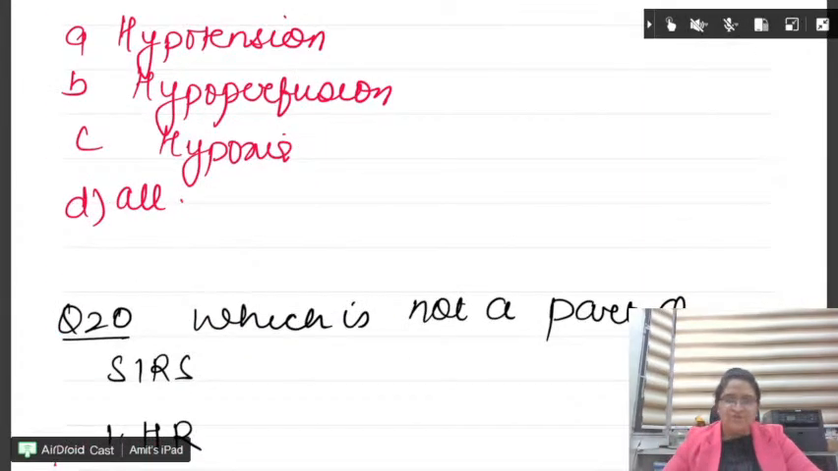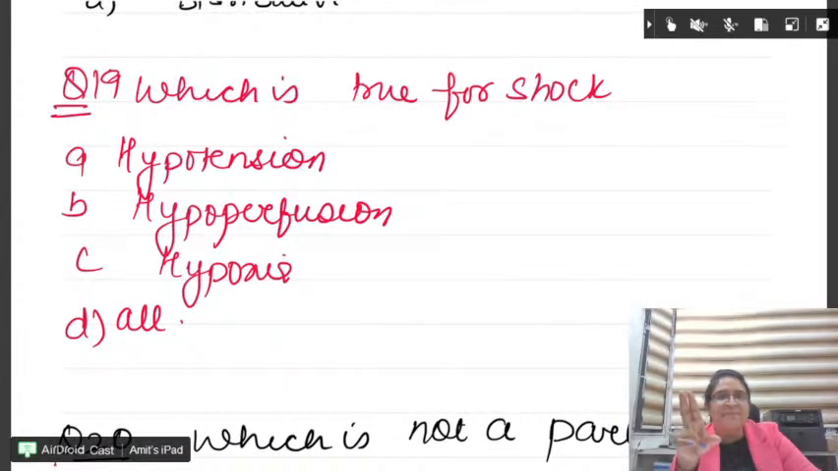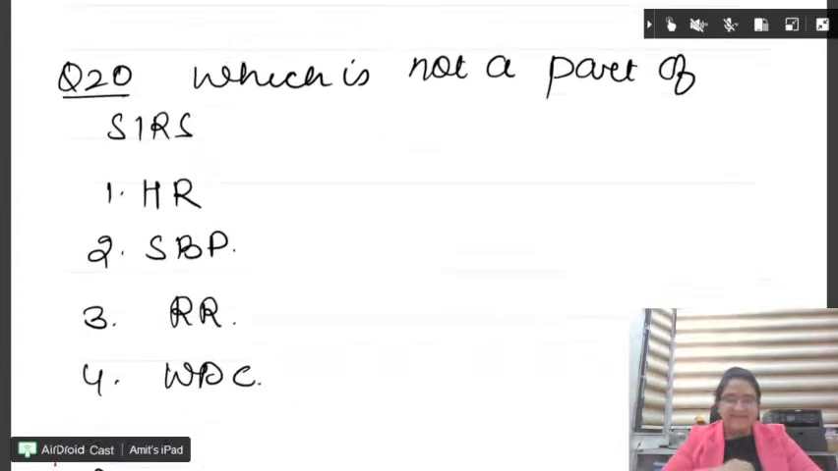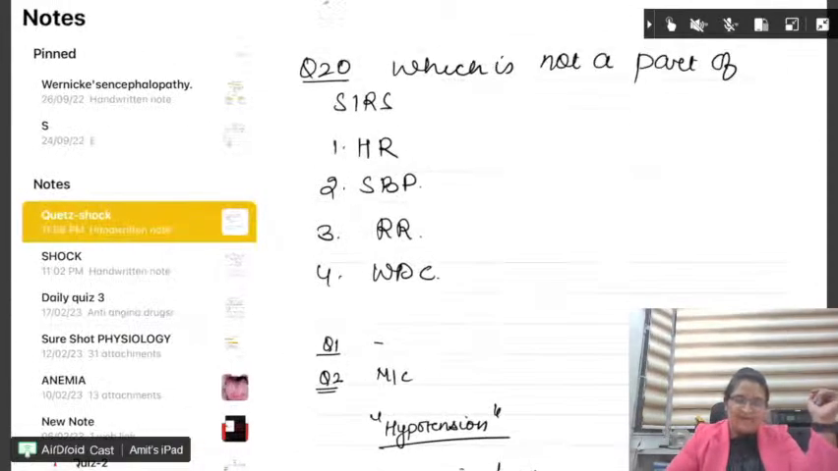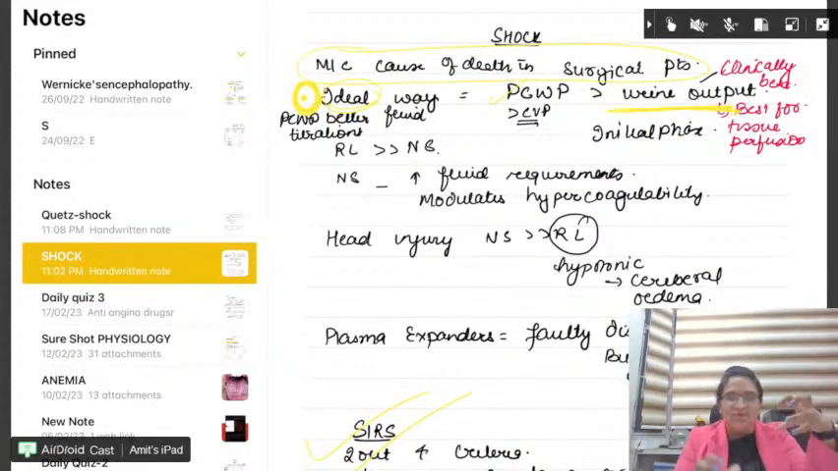Next, which is true for shock? Hypotension, hypoperfusion, hypoxia, all. What is true? Next, 20, last question. We started with SIRS, now we are ending with SIRS: which is not a part of SIRS? Now, I think every one of you will know. Done? Okay, quiz over.